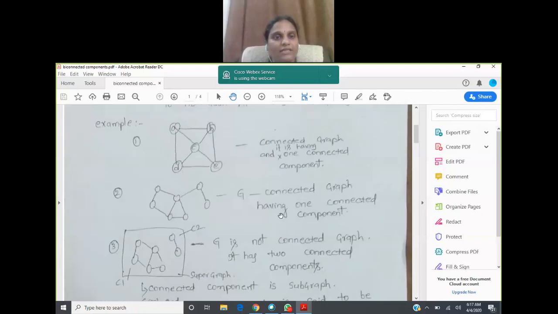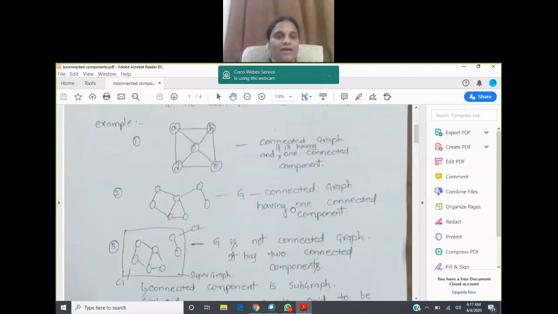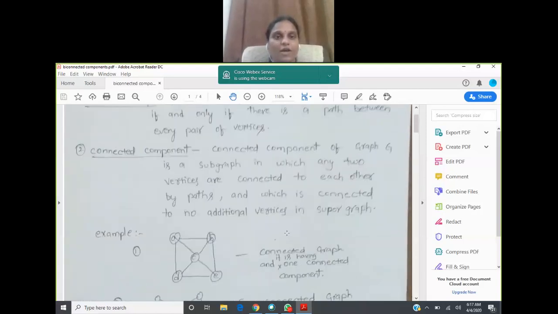Therefore, we can define a connected component of graph G as a subgraph in which any two vertices are connected to each other by paths and which is connected to no additional vertices in the supergraph. For example, see the third example. This is a supergraph. This graph consists of two connected components. So this is connected component 1 and this is connected component 2. This is a subgraph and this is also a subgraph, but these two subgraphs are not connected with each other. That is about the connected component.